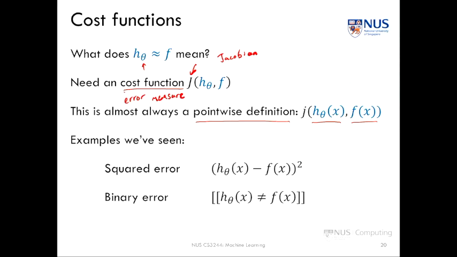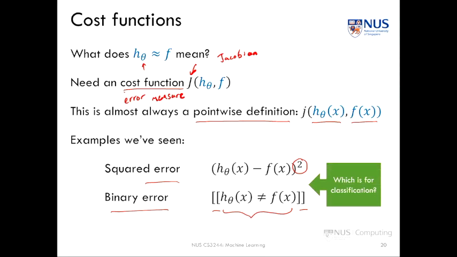And examples that we've seen are squared error, where we have a squaring of the distance, or L2 metric, as well as a binary classification error, where again, we're using these square brackets to denote whether the statement inside has a true value or not, right? Here, we're going to say that we have an error when the internal part is equal to 1, meaning that the prediction does not equal the actual value. So it should be very clear which one of these is for classification and which one is for regression.